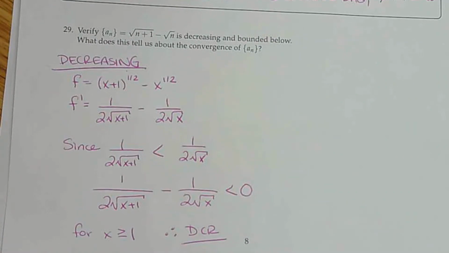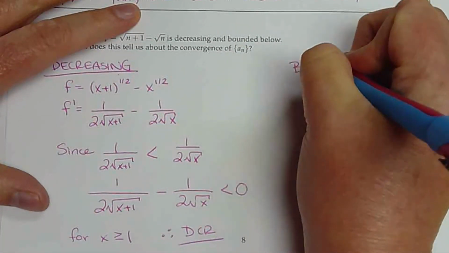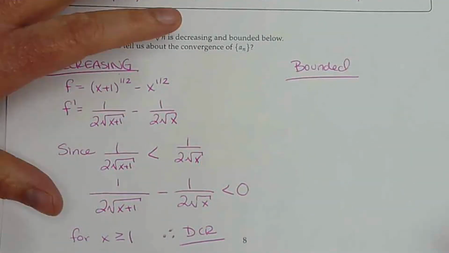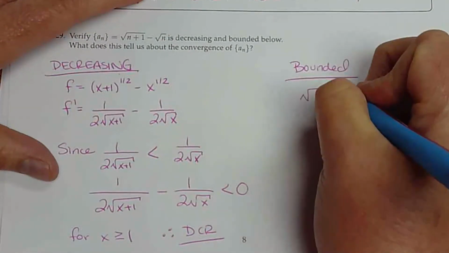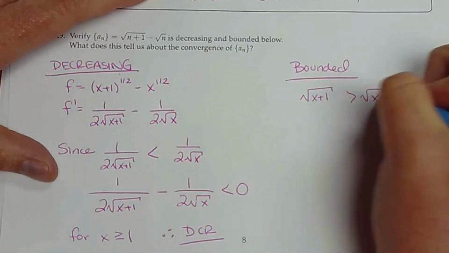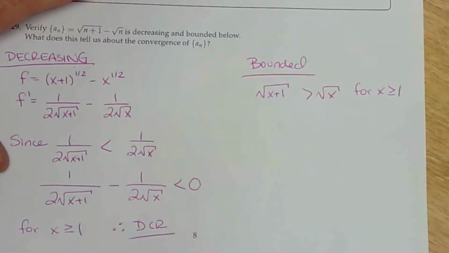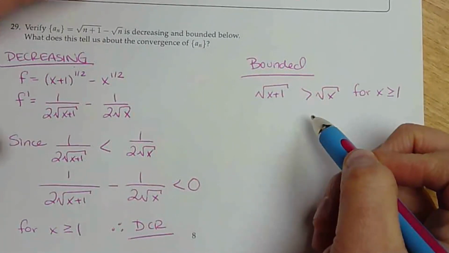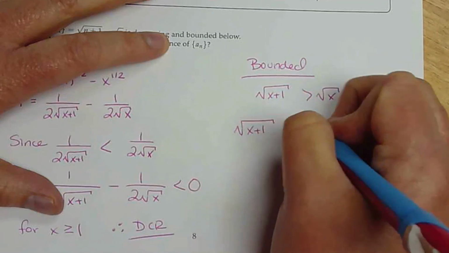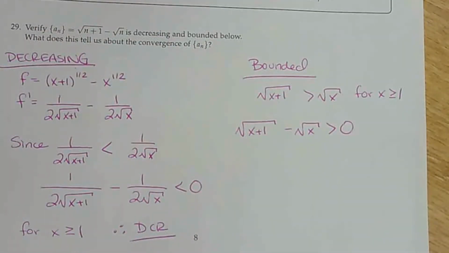So I've shown the first part, the decreasing part. I'm going to show the bounded part, and I'm going to use a similar kind of comparison with inequalities. So I know that the square root of x plus 1 is bigger than the square root of x for x greater than or equal to 1. And I'm going to subtract that square root of x over. So I have square root of x plus 1 minus square root of x is bigger than 0. And that's for all x greater than or equal to 1.